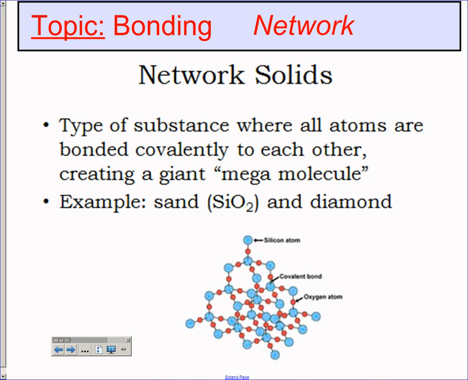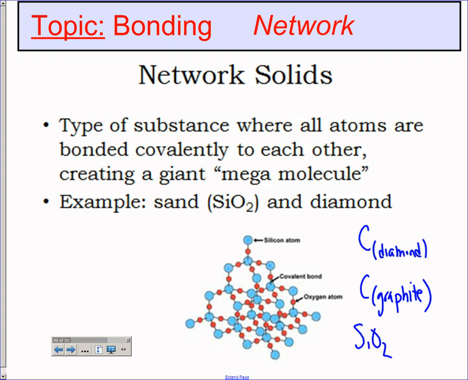Network solids. What's important to know about network solids is there are three important ones. Carbon, that's a diamond. Carbon, that's graphite. Notice that they're both carbon, but they're bonded together differently. That gives them different chemical properties and different physical properties. You wouldn't trade your diamond for a pencil, would you? Well, no. Why not? Because they have different properties.